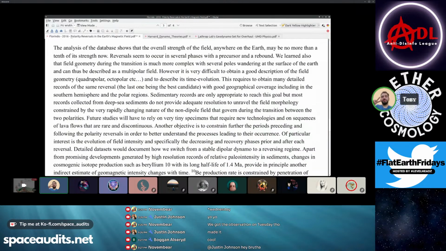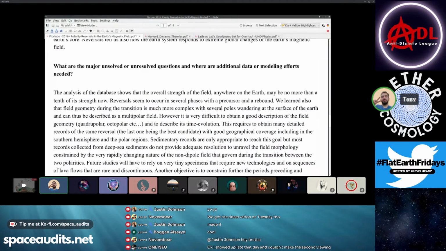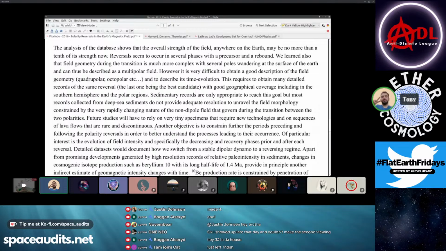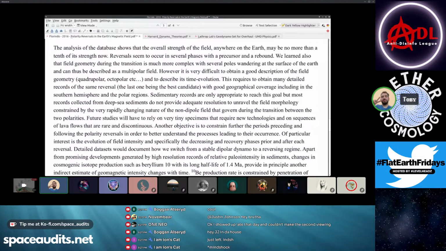Where can we get some more? We've got some computers. What should we use them on? The analysis of the database shows that the overall strength of the field anywhere on the Earth may be no more than a tenth of its strength now. Reversals seem to occur in several phases with a precursor and a rebound. We learned also that field geometry during the transition is much more complex, with several poles wandering at the surface of the Earth.